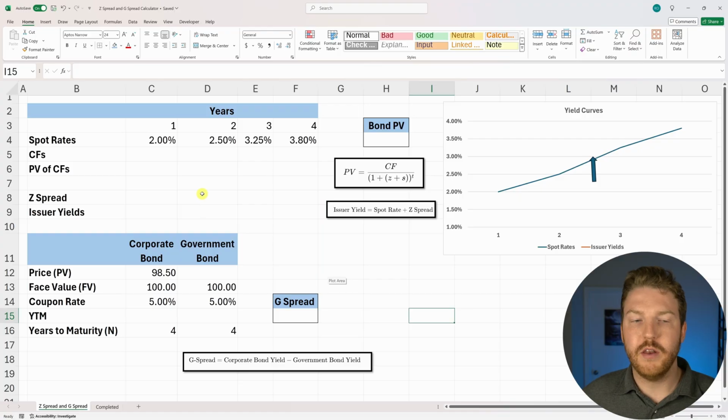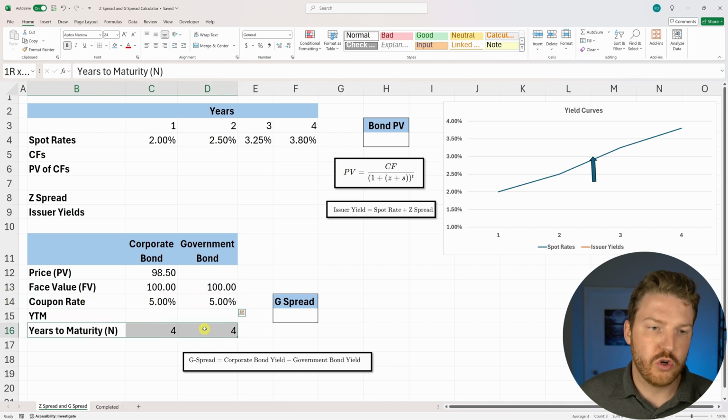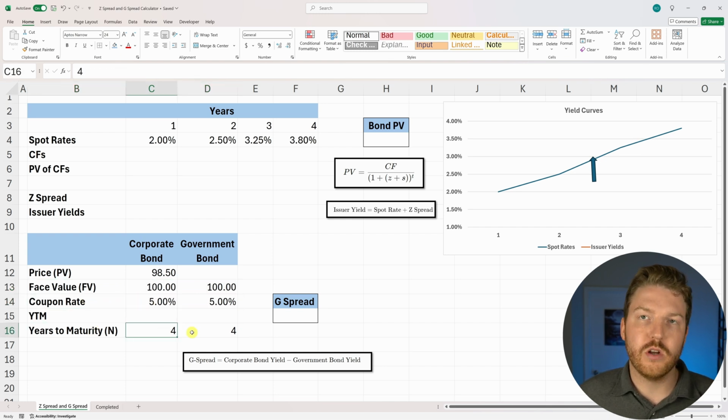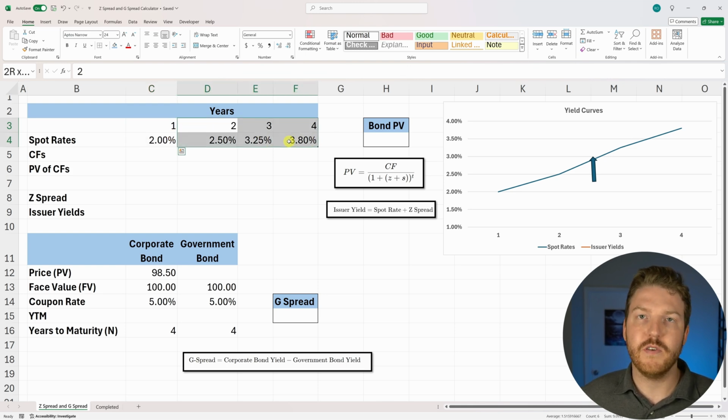So let's look at an example where we have a corporate bond and a government bond with the same face value, coupon rate, and years to maturity. So both have 4 years outstanding. And then we also have this yield curve of spot rates, and we can assume that these are relatively risk-free spot rates. And we can see that this is an upward sloping yield curve where the yields at nearer maturities are lower than the yields further off into the future.